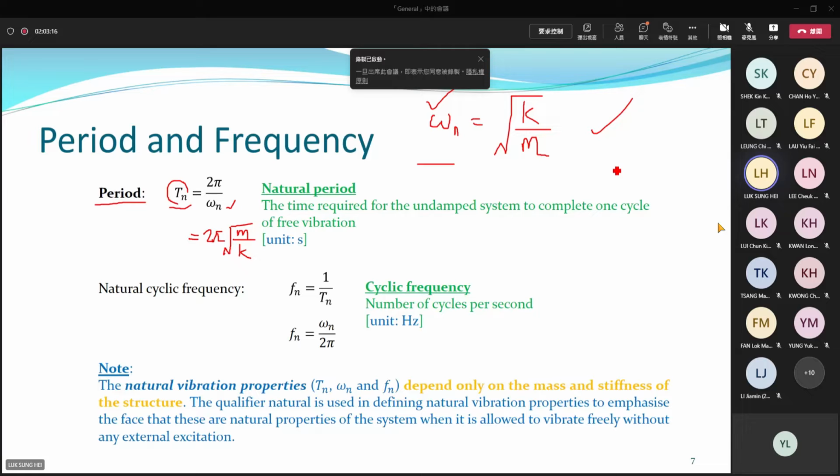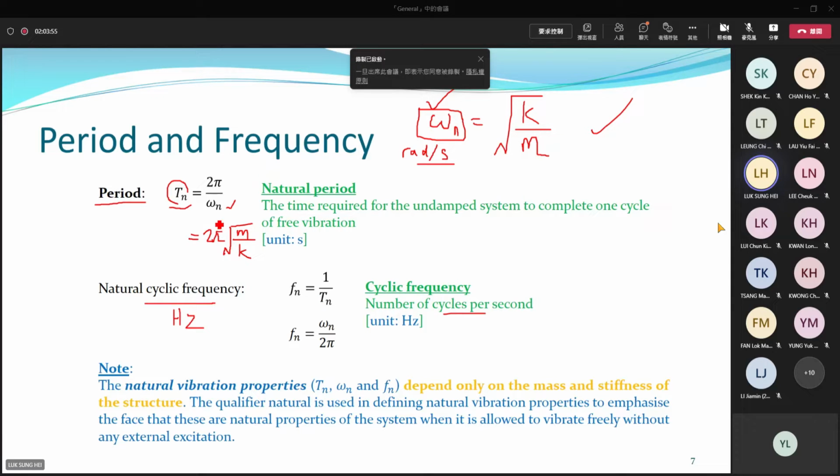Another frequency that we normally use for mechanical problems, we call cyclic frequency. Cyclic frequency means the frequency measured in hertz. The number of cycles per second, hertz. It's also related to period or natural frequency. Natural frequency, omega n, the unit is measured using radian per second. Radian is the angle, right? The measurement of angle using radian per second.